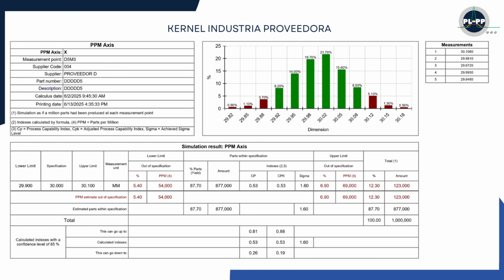In this example, we perform a production simulation analysis based on 1 million parts. Out of these million simulated parts, 877,000 meet the specifications, which represents 87.7% conformity. On the other hand, the system estimates that 123,000 parts would be out of specification, equivalent to 12.3%. Specifically, about 54,000 parts would fall below, and around 69,000 would exceed the specification limits and tolerances. This information allows us to anticipate potential deviations and take preventive actions.